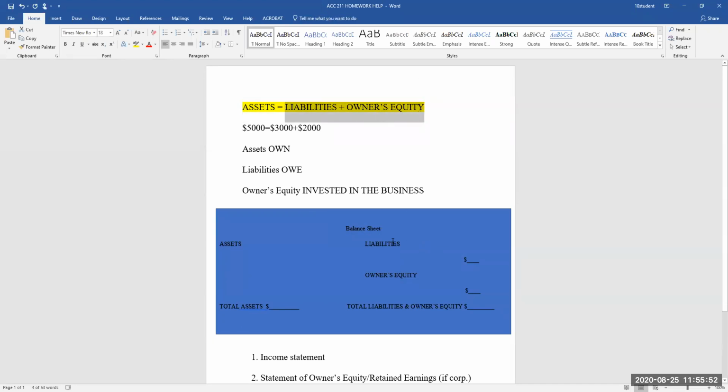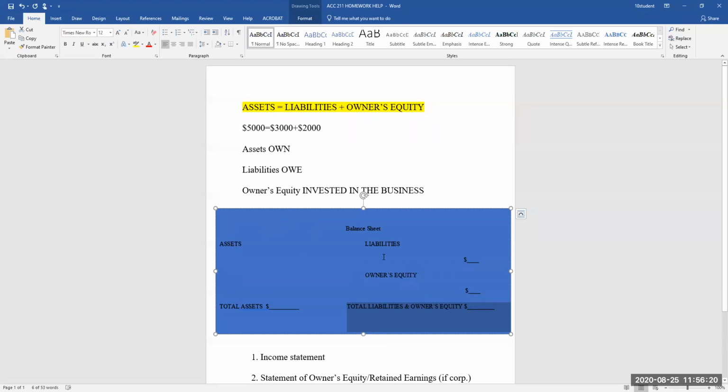Whenever you're doing a balance sheet, you'll get a total for your liabilities and you'll get a total for your owner's equity, and then you'll add those two together to get your total liabilities and owner's equity. So when you're done with this statement, your total assets should equal your total liabilities and owner's equity. If it doesn't, you have a problem. You need to go find it and fix it.